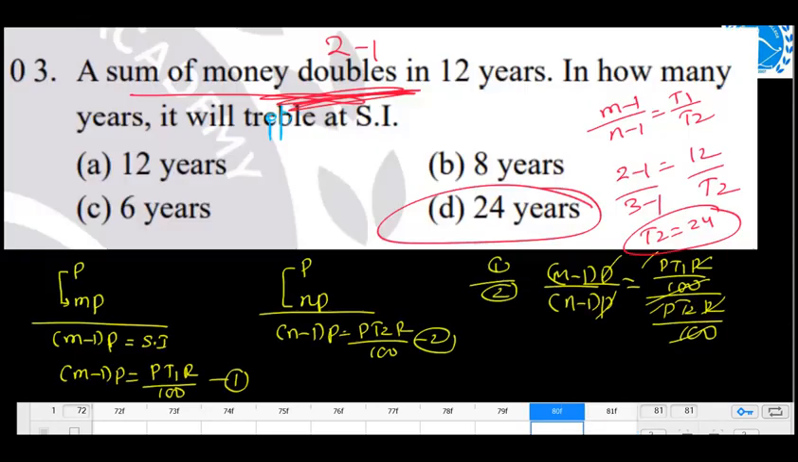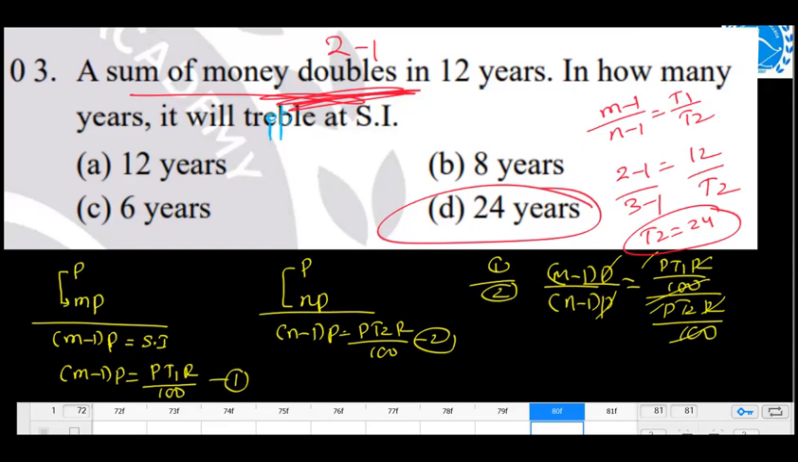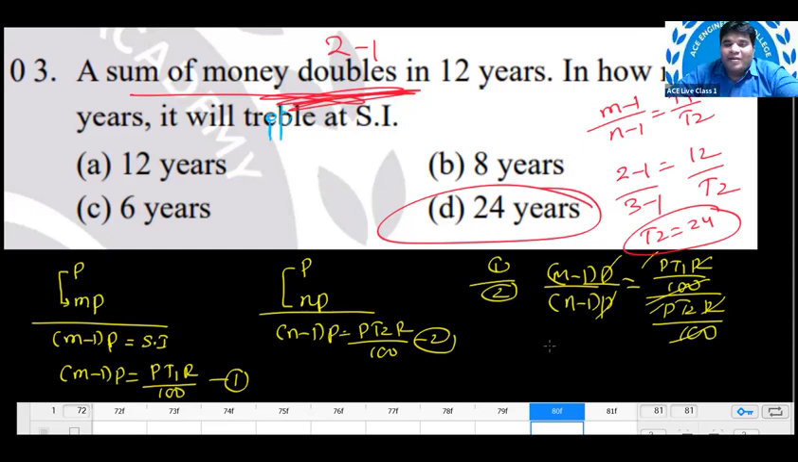Tell me, Sahil. A shopkeeper borrowed some principal, M. It became M times of the principal. So interest is M minus 1 times of the principal. It is P T1 R by 100. First equation. In the same sum becoming N times, that is the second time. So first by second, (M minus 1) by (N minus 1) is equal to T1 by T2.